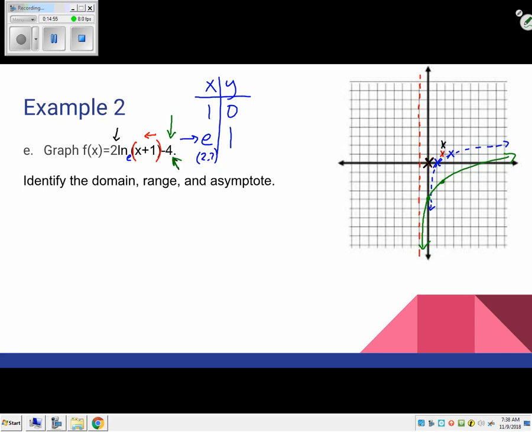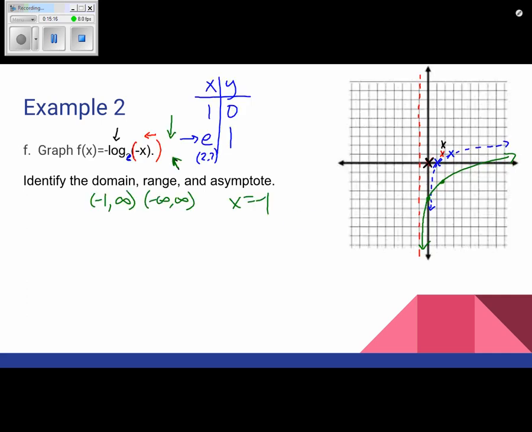Domain on this one changed just a little bit. I'm picking up at -1 as my smallest x value that I touch or almost touch in this case. I go to infinity. And the asymptote also moved to the left one, so it's at x equals -1.